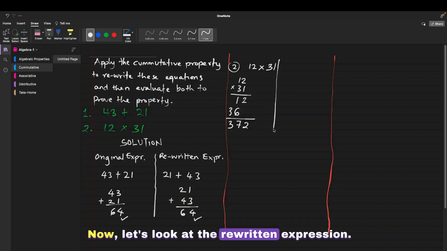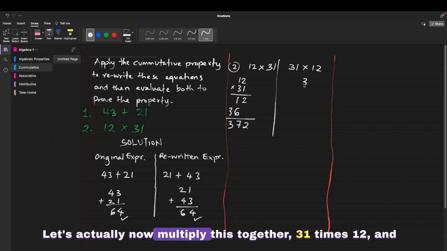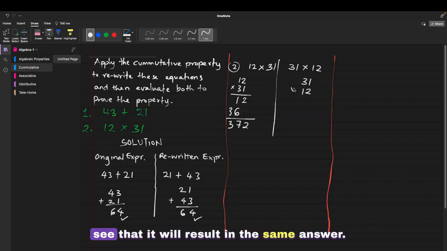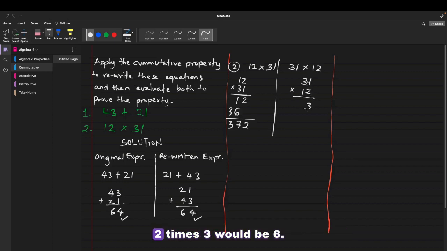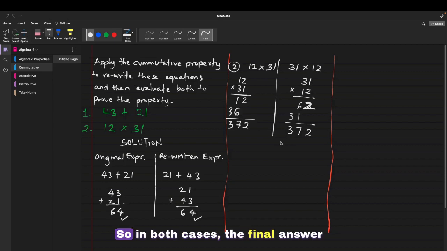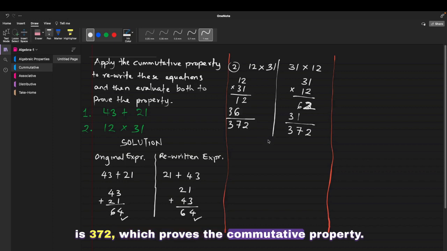Now, let's look at the rewritten expression. In this case, it would be 31 times 12. Let's actually now multiply these together, 31 times 12, and see that we will result in the same answer. 1 times 2 is 2, 2 times 3 would be 6, 1 times 1 would be 1, 1 times 3 is 3. So we're adding both together. So 2, 7, 3. So in both cases, the final answer is 372, which proves the commutative property. Let's go to the next.